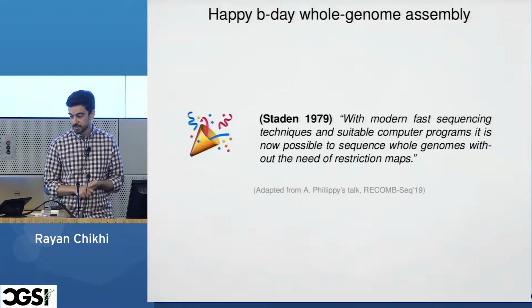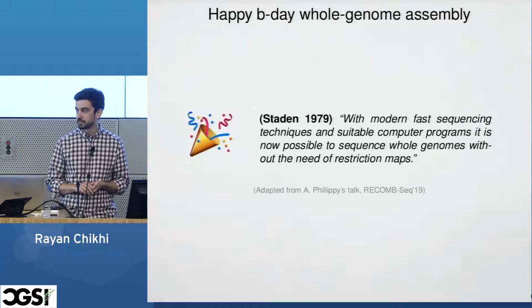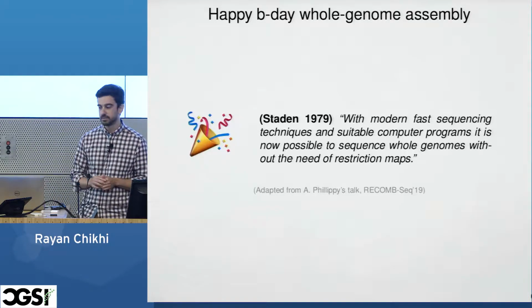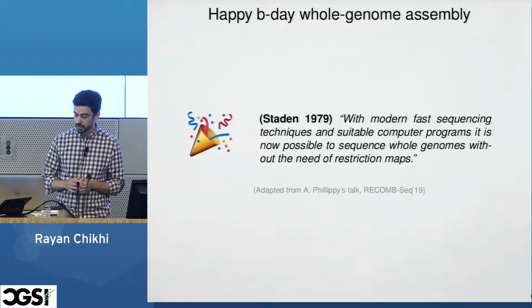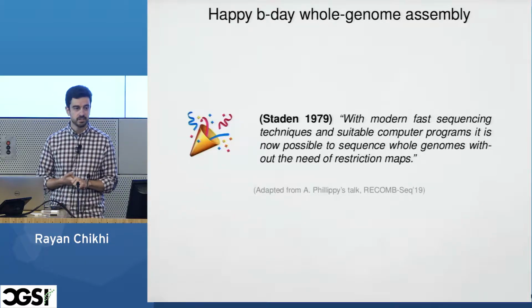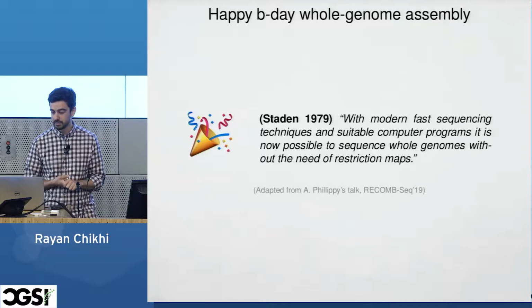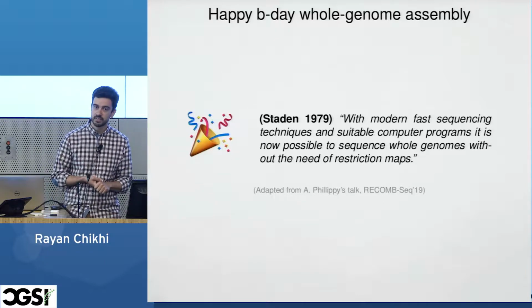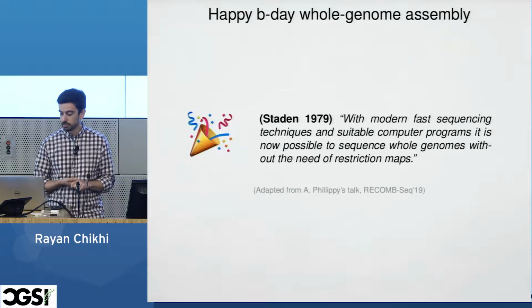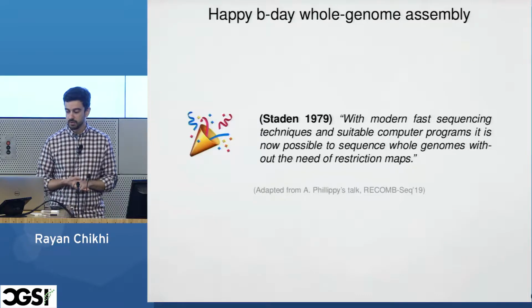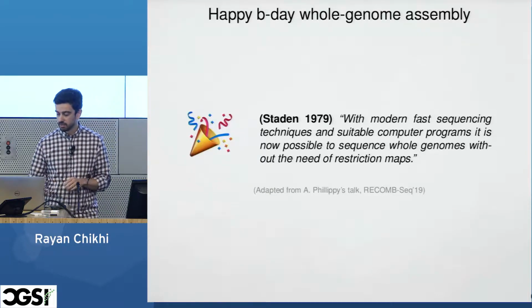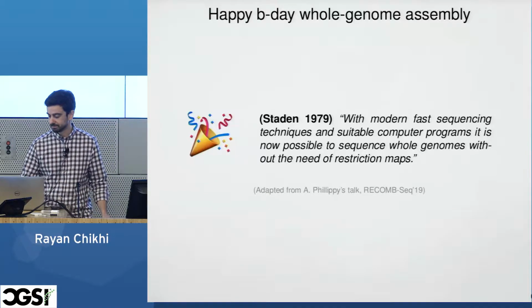And happy birthday, genome assembly, because it's a problem that has been standing for 40 years now, expressed apparently since the first time in a publication in 1979 by Staden. It says: with modern fast sequencing and suitable computer programs, it is now possible to sequence whole genomes without the need of restriction maps.